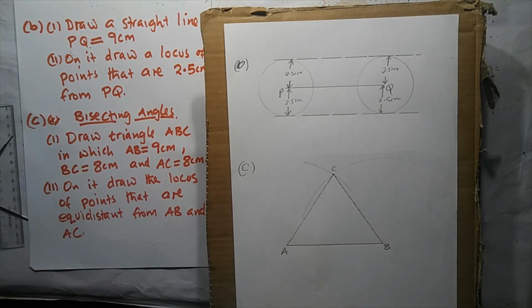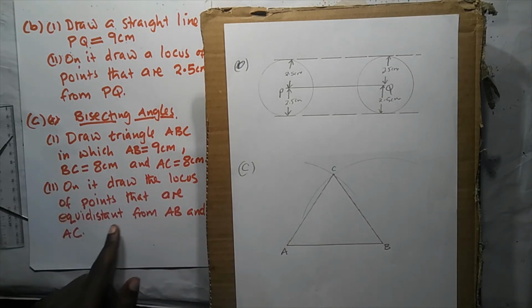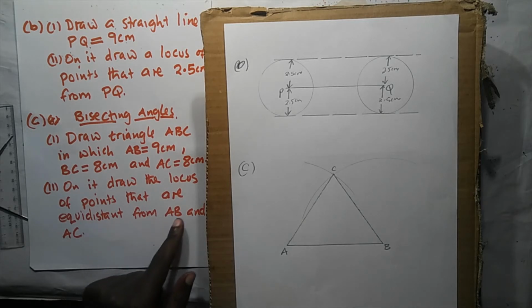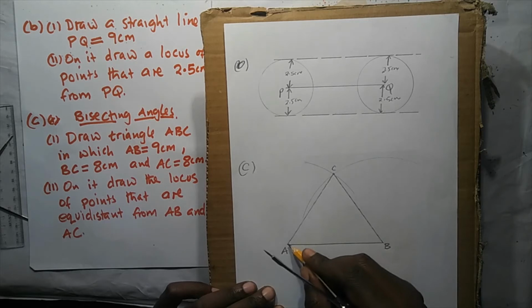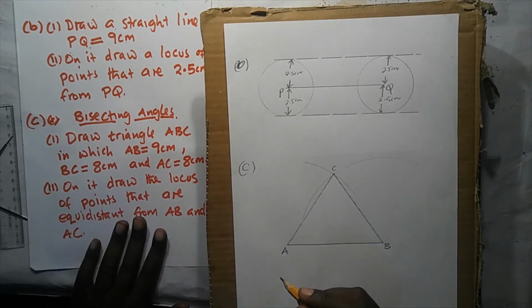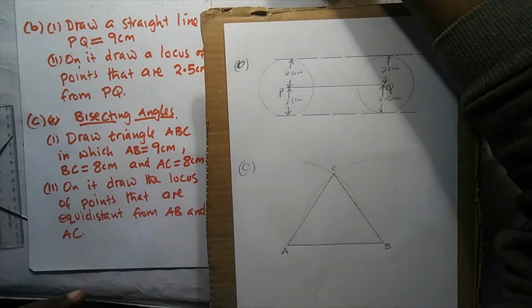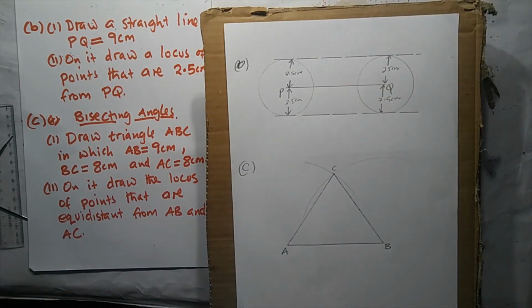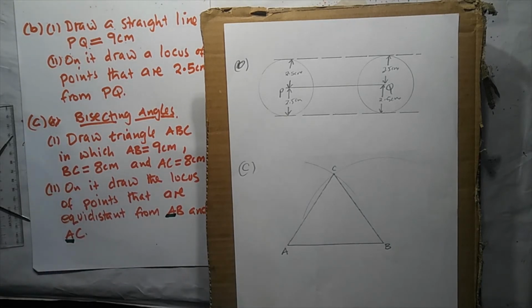And then the next question says, on it, draw the locus of points that are equidistant from AB and AC. So this is our AB and this is our AC. When an instruction comes like this, it simply means that you have to bisect the common letter. So the common letter here is A. So we are going to bisect the angle A.